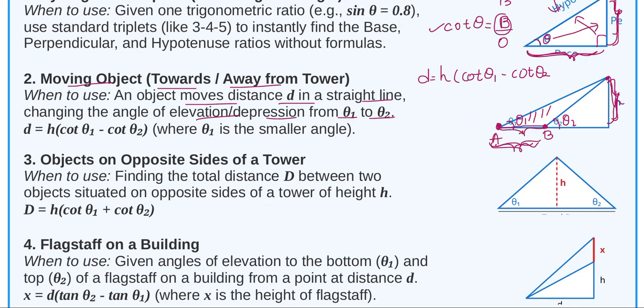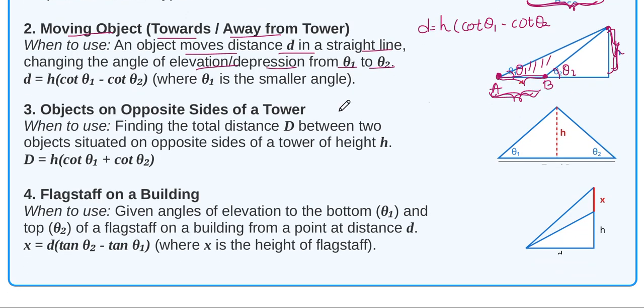Look at the next short important formula. This formula we have to use whenever objects are on opposite sides of the tower or a building. For example, let's say this is a building tower with the height h. Both objects are on opposite sides. Let's say this is point A, and this side is point B.